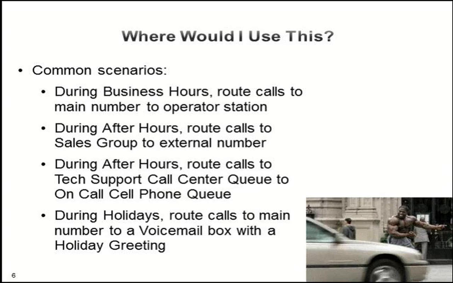You may have a sales group that, after hours, you want to route off to an external number. You can do that. You could have something as complex as a couple of different groups that have on-call cell phones. They're in 2 different queues. And so you might want to put some rules on your tech support queue that says, on an after hours Monday, Wednesday, Friday schedule, it routes to this queue. And on Tuesday, Thursday, it routes to this other one. So you can create all those kinds of complex rules as well.